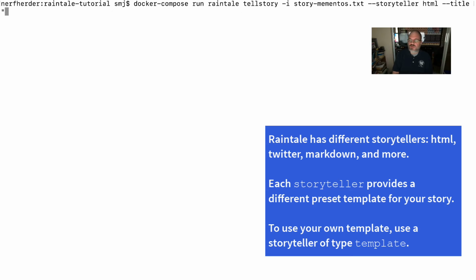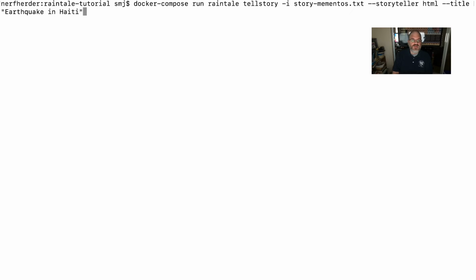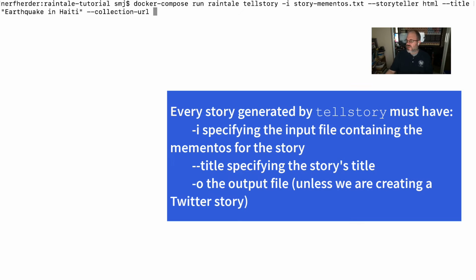We have to give our story a title. In this case, these particular mementos are about the earthquake in Haiti. And these particular mementos come from a collection, so we can link back to the collection by supplying the collection URL argument. And I have that URL right over here. I will paste it into the terminal. And we also want to give credit to someone. I am the one who's generating this, so it's generated by Sean M. Jones. And then the final argument we have here is -o. This is our output file. And our output file in this case will be mystory.html.